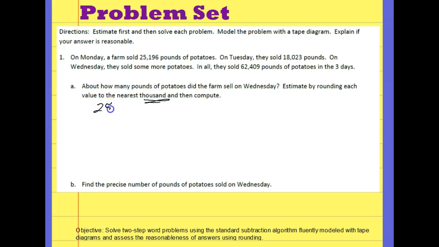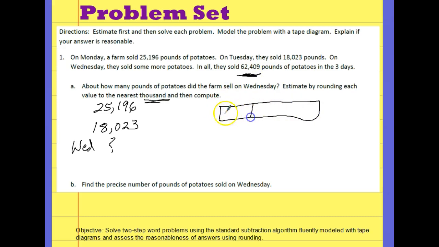So 25,196 Monday. Tuesday they sold 18,023. On Wednesday they sold some. Altogether they sold this amount. Okay, so we have Monday, and then question mark, for a total of 62,409.